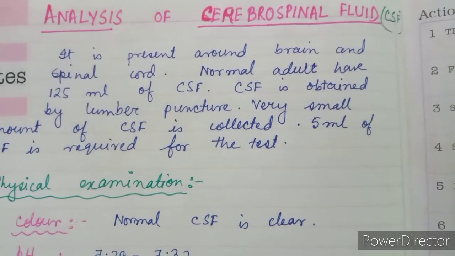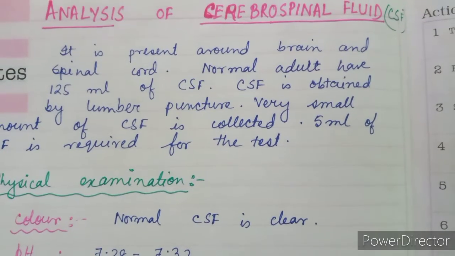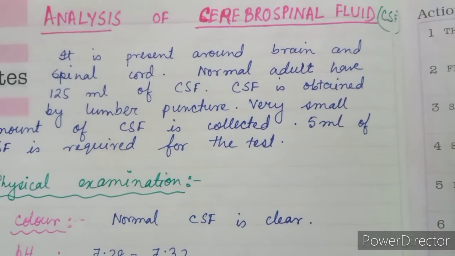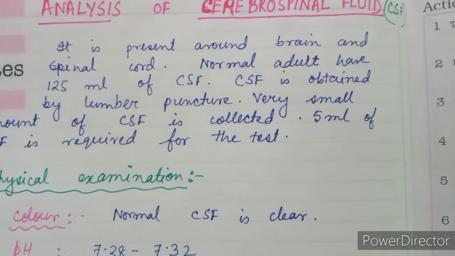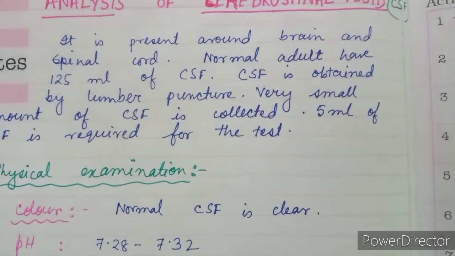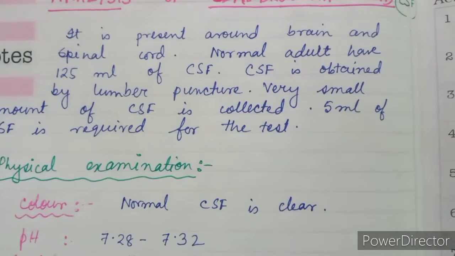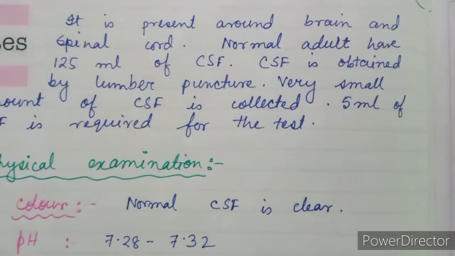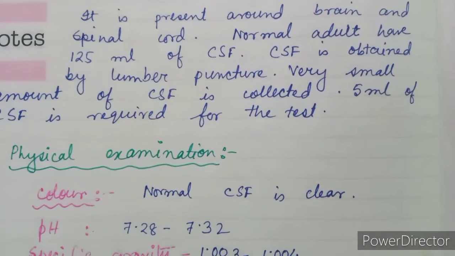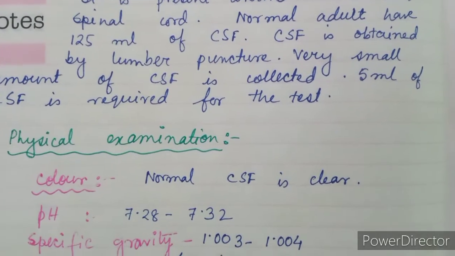Today I will discuss the analysis of cerebrospinal fluid, or CSF. It is present around the brain and spinal cord. Normal adults have 125 ml of CSF.